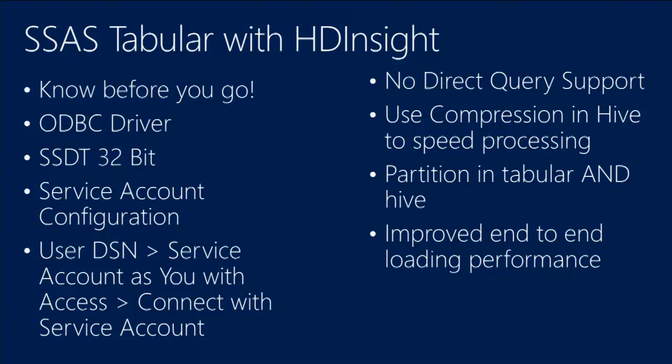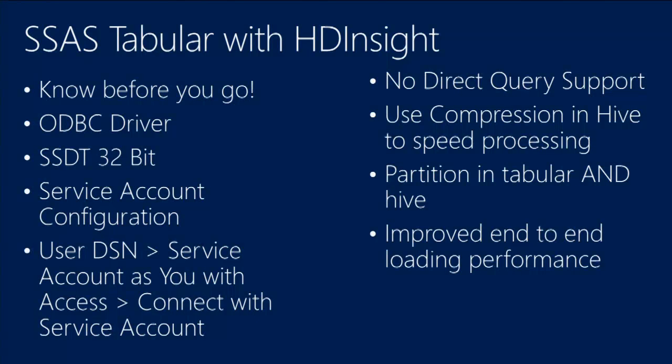If you set it up and it's not a user DSN, when you go to the drop-down to pick your connection, it doesn't show up. So if you think you did everything right, and you get all the way to the end, and you go, I'm going to go get my data, and you click the drop-down and nothing's there, go check where you created the DSN. Okay? Also, we don't have direct query support.